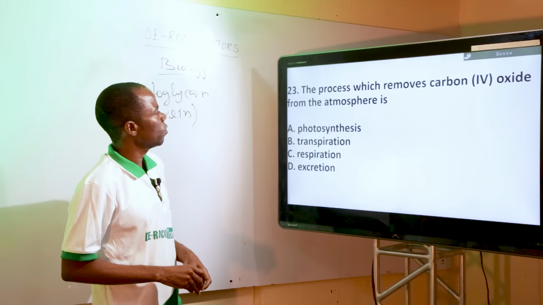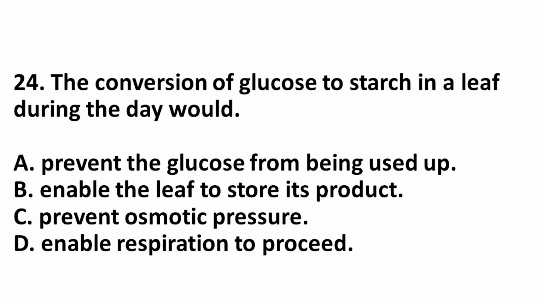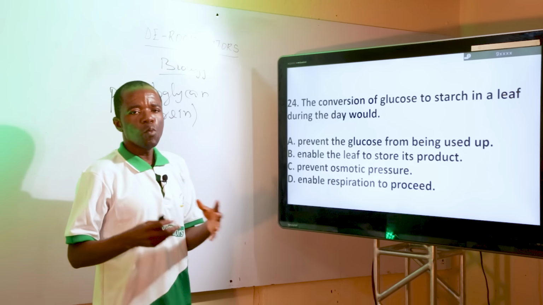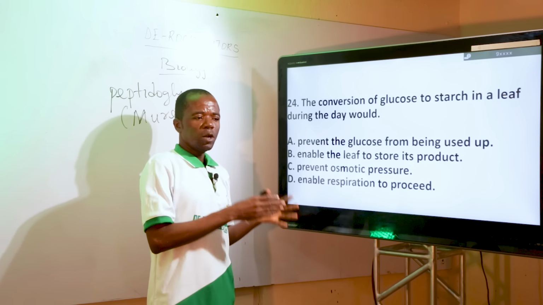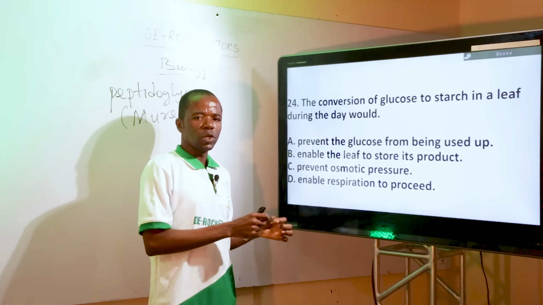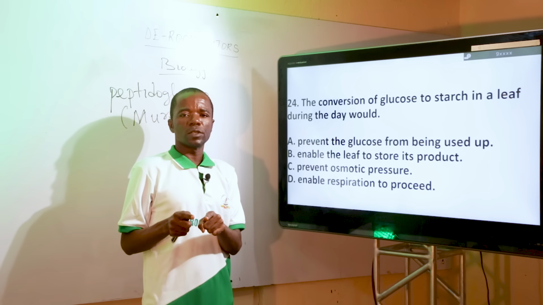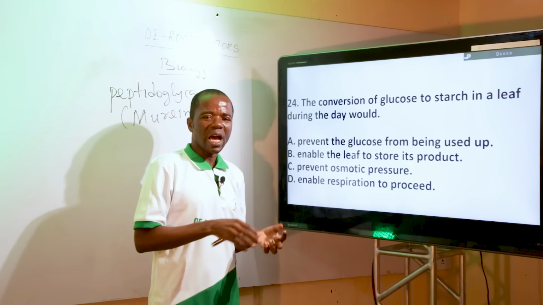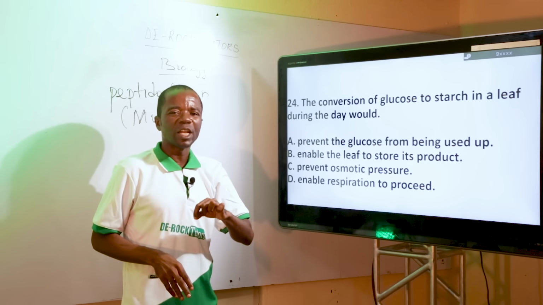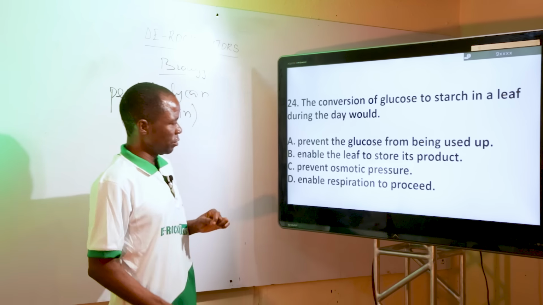photosynthesis. Number 24, the conversion of glucose to starch in a leaf during the day would dash. Now we know that during photosynthesis that we just finished talking about here, what is produced? The immediate product of photosynthesis is glucose. But glucose cannot be stored as glucose. It has to be converted to starch and stored. So that is the reason.